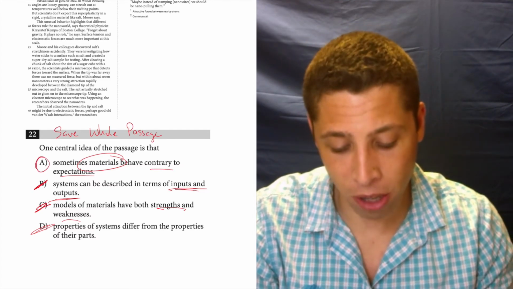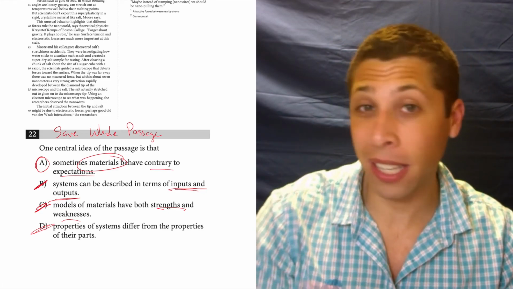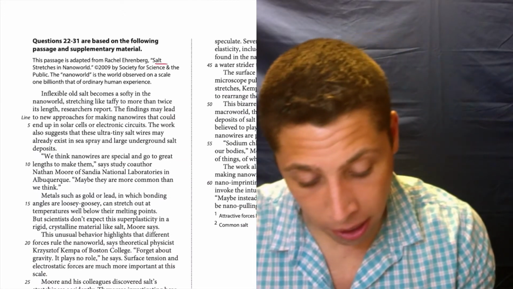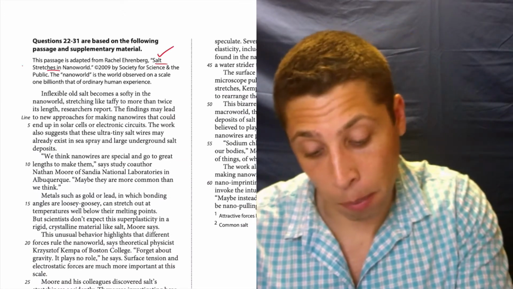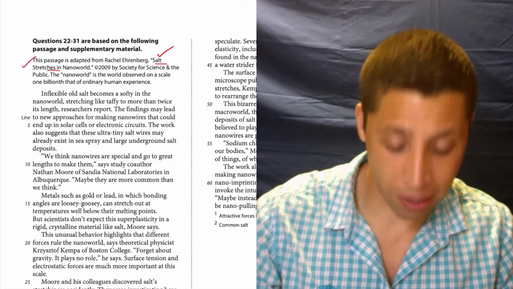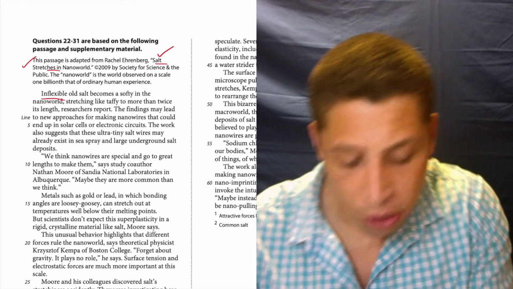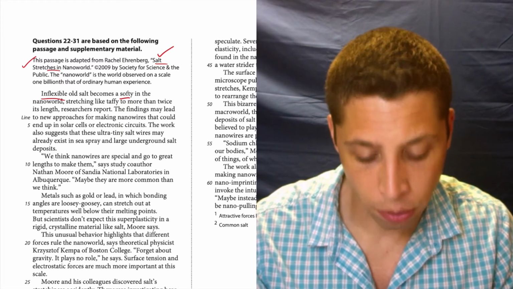It's talking about salt. And if we really want to, where do they talk about main ideas? Usually at the beginnings and ends of passages. So we should read the blurb. Here it just tells us that it stretches, so it's talking about a material. It's talking about a behavior. But more importantly, look at the first sentence. Inflexible old salt becomes a softie in the nano world, stretching like taffy to more than twice its length, researchers report.